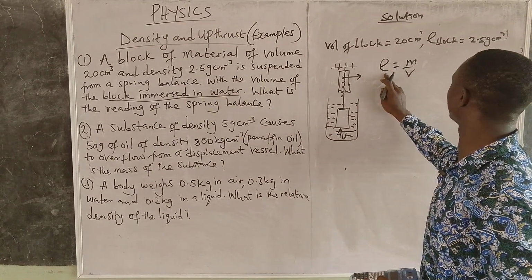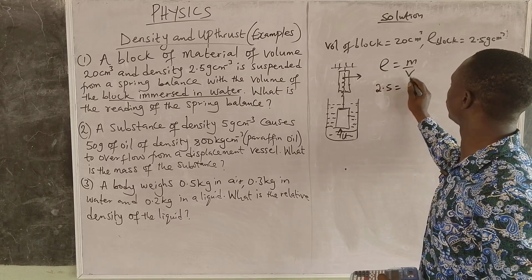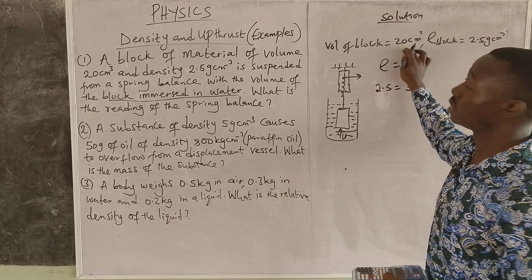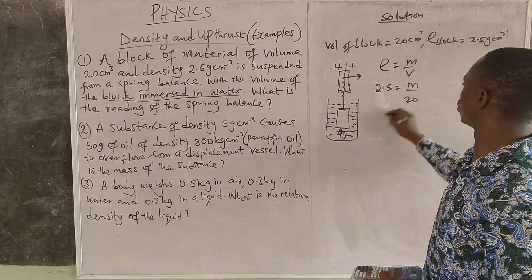What's the density of the block? 2.5. What's the mass of the block? That's what we are looking for. Then we substitute the volume of the block, which is 20.